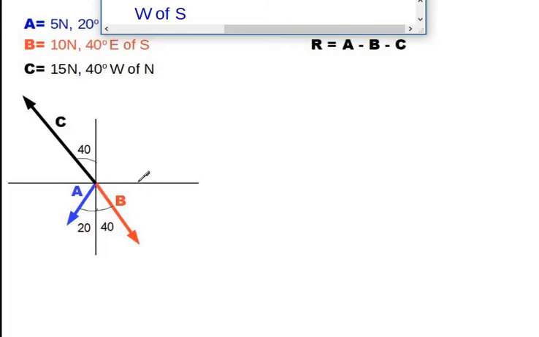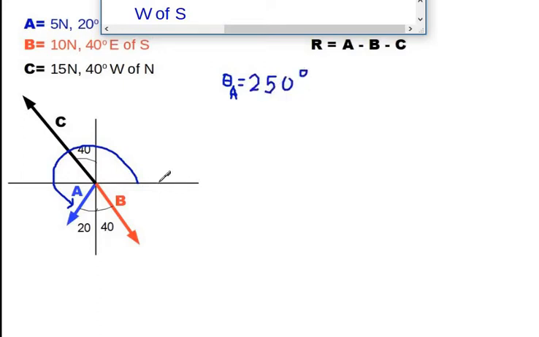Ang atong sunod buhaton is of course kuhaon nato ang theta sa atong mga vectors. Una natong kuhaon ang theta sa vector A. Pila man ang theta sa atong vector A? Ang atong theta A is equal to 250 degrees.